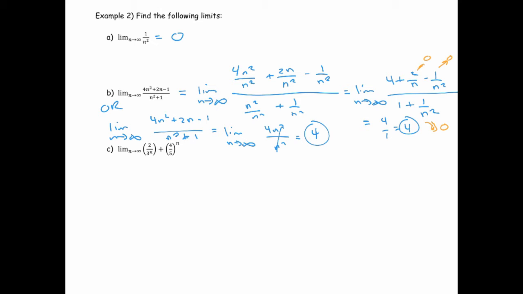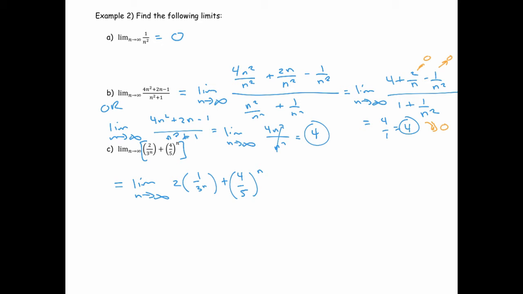And as a third example, I've got the limit as n goes to infinity of these two expressions being added. I really should put that in brackets. I'm using this just to highlight two properties you can use of limits. So the first thing I might do is factor out a 2 here. So that's 2 times 1 over 3 to the n plus 4/5 to the n.